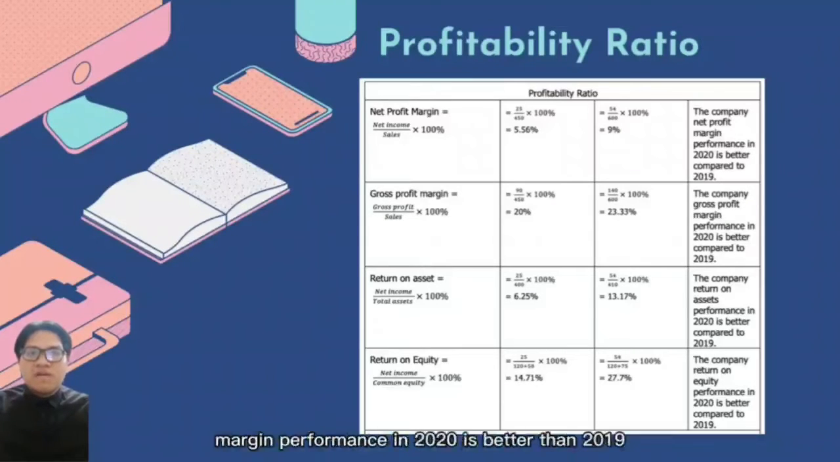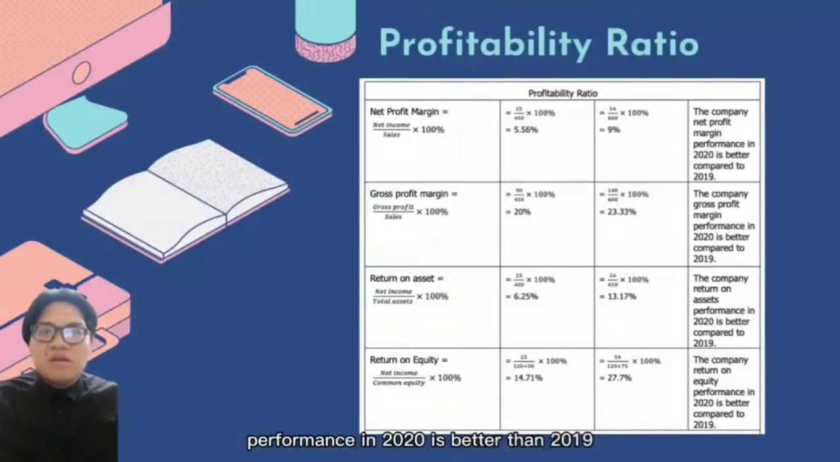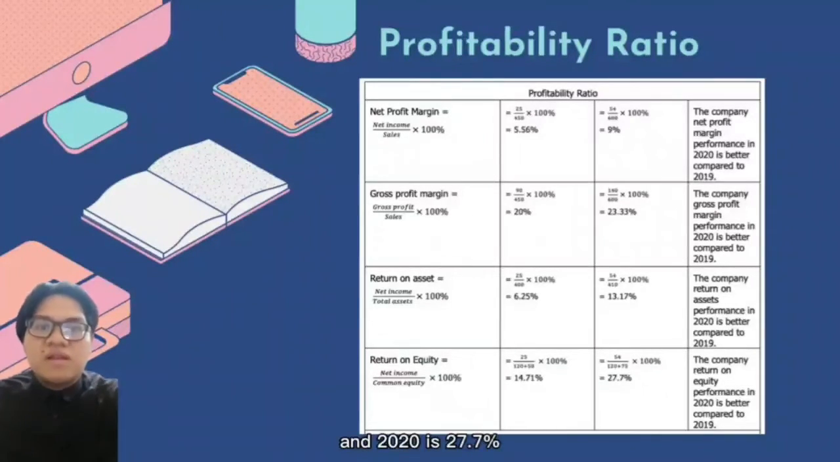For the gross profit margin, performance in 2020 is better than 2019, which is 2019 is 20% and 2020 is 23.33%. For the return on asset, performance in 2020 is better than 2019, which is 2019 is 6.25% and 2020 is 13.17%. And for the return on equity, performance in 2020 is better than 2019, which is 2019 is 14.71% and 2020 is 27.7%.